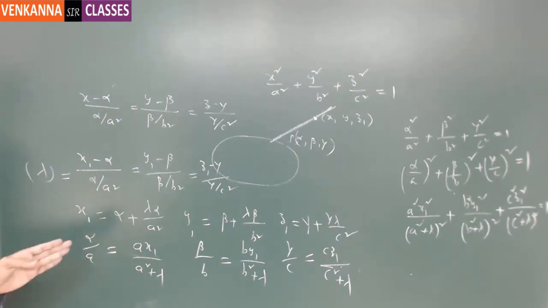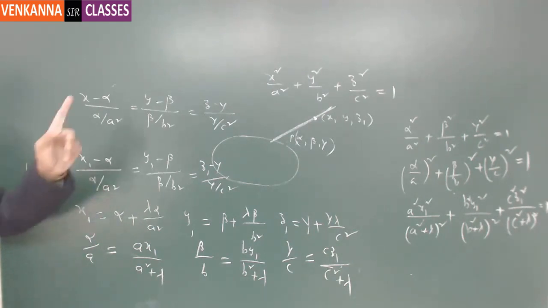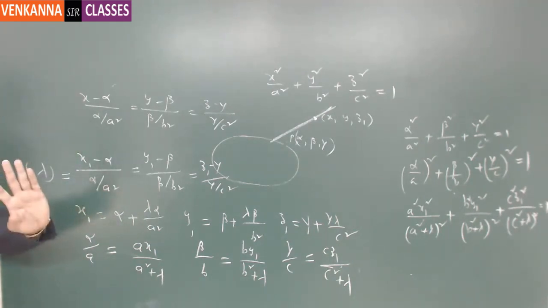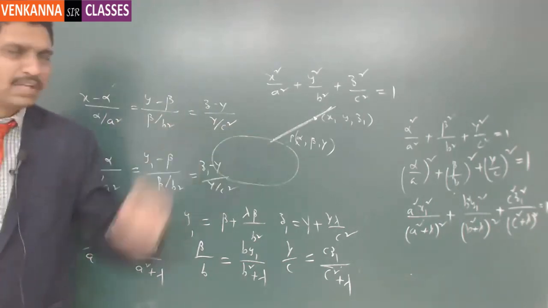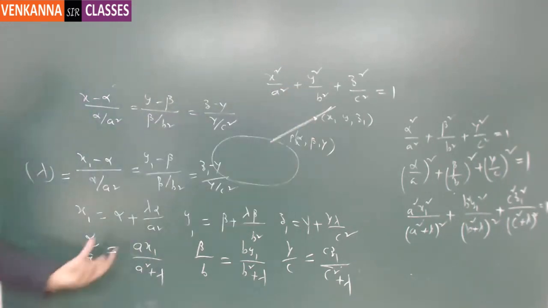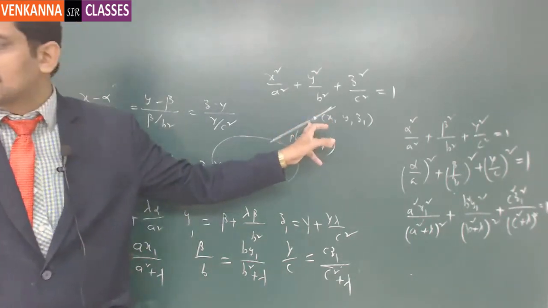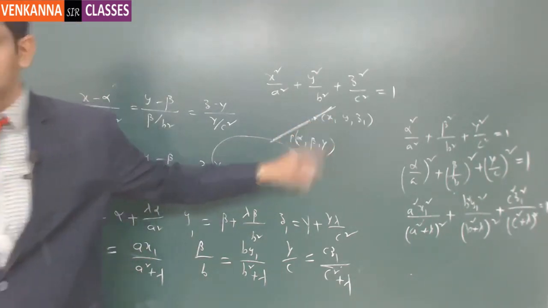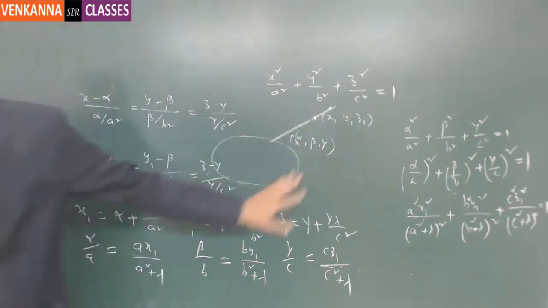This is very close to the problem I solved just now. There one condition is given. Here we are not taking any condition. I have written the normal equation. I have taken one more point on the normal. I have written its coordinates. So what is the locus satisfied by that point? This is the locus satisfied by that point that I have written.